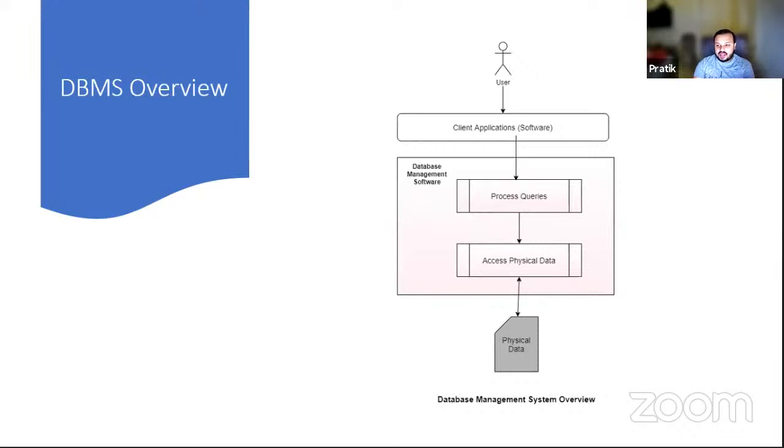If we have to see a diagrammatic representation of a database management system, this is exactly how it looks. So this is what we've been talking about in theory, but diagrammatically, this is what it looks like. You have a user who wants to see some data. Right at the top, you have the user, and the user generally doesn't try to see the data directly. They try to do it via a client application, via some software.